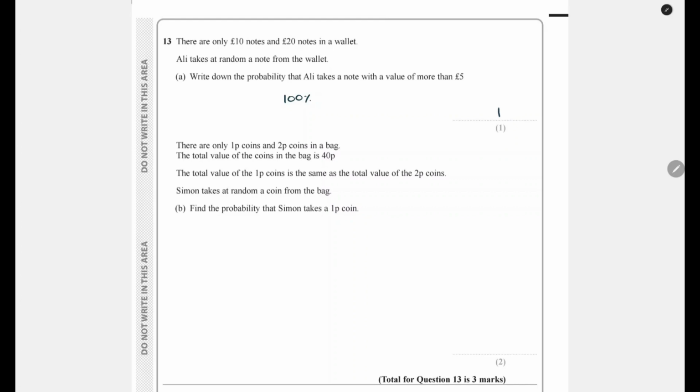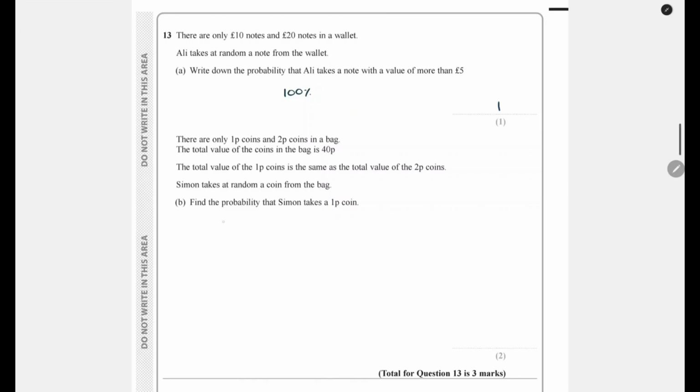Well, we know that the total value of 1p coins has to be the same as the total value of the 2p coins. And so as a ratio, 1p coins to 2p coins, we need to have twice the amount of 1p coins. And so it's going to be 2 to 1. When you're dealing with ratios, the total is always important. So it's 2 plus 1, which is equal to 3. And so the probability of getting a 1p coin is 2 out of the total, which is 3.